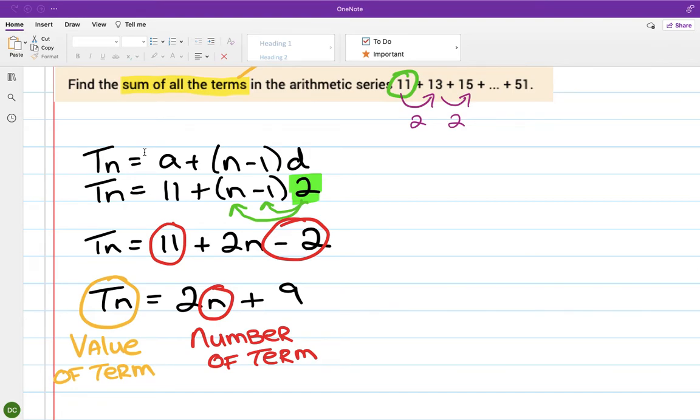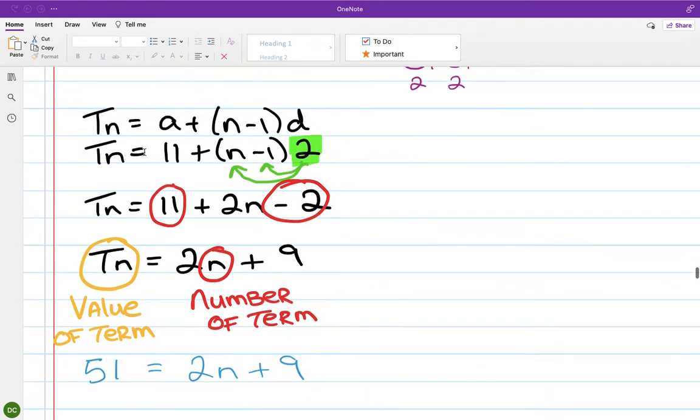Yeah? So we can see it up here. See it up there? The last term is 51. The value of the last term is 51. We just don't know, is that the 10th term in the sequence? Is it the 15th term? But we can figure it out from this formula. So if we put the 51 in here for the term value and go 2n plus 9, right?